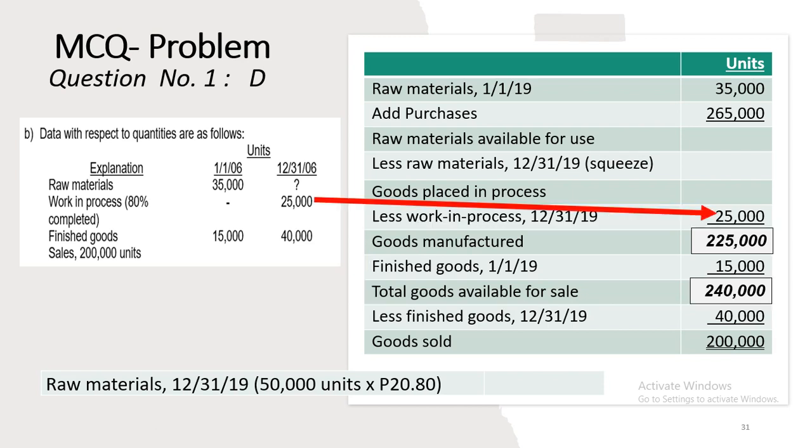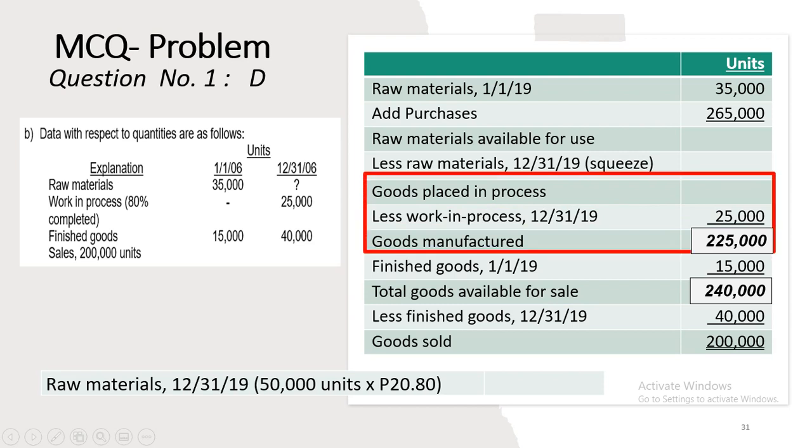The work in process is 80% completed, 25,000 units. So to compute for goods placed in process, 225,000 goods manufactured plus 25,000 work in process ending. Therefore, goods placed in process is 250,000.